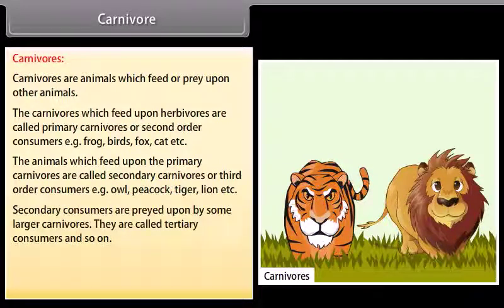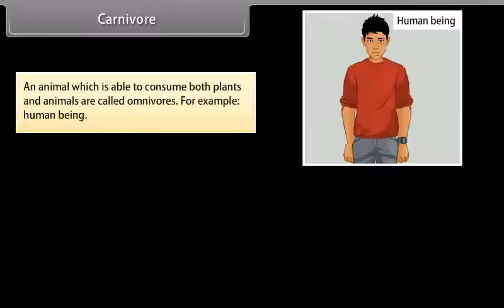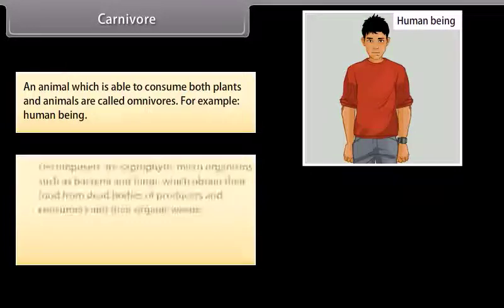Secondary consumers are preyed upon by some larger carnivores. They are called tertiary consumers and so on. The larger carnivores such as lion, tiger, etc., which cannot be preyed upon further, occupy top position in the food chain and are called top carnivores. An animal which is able to consume both plants and animals is called an omnivore, for example, human being.